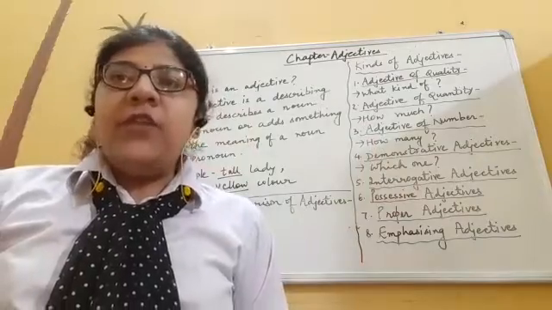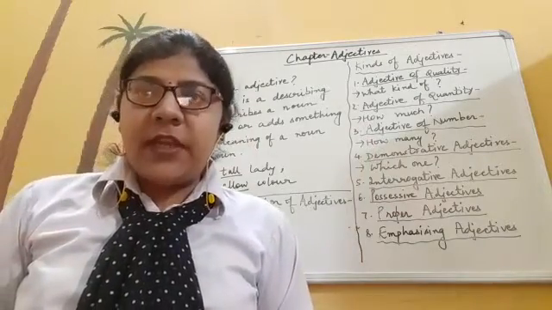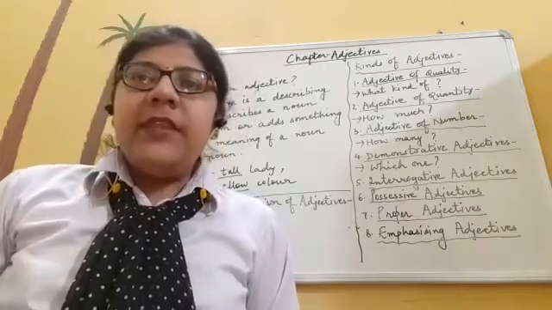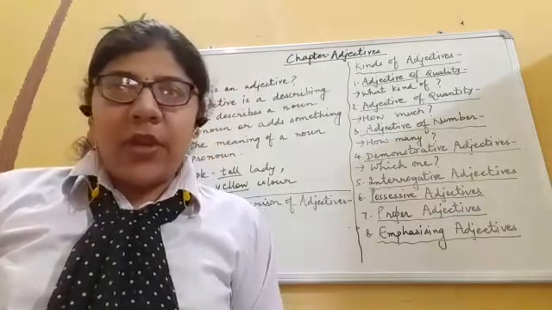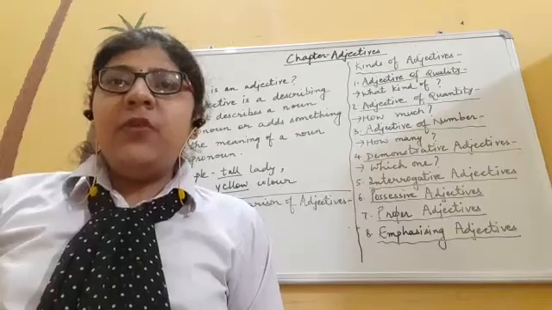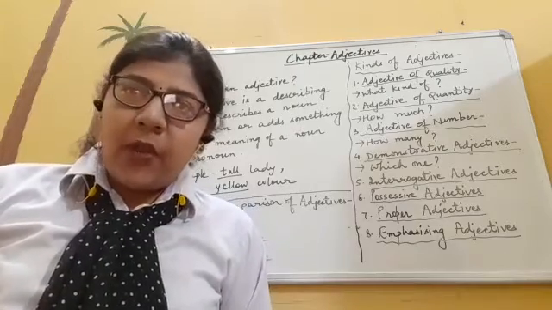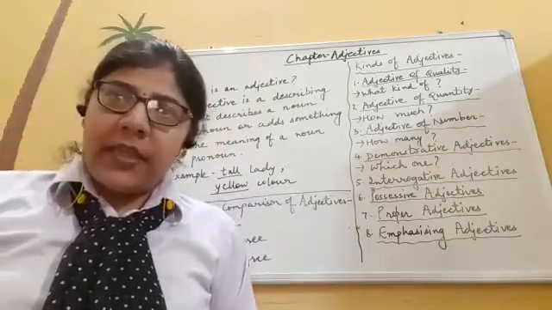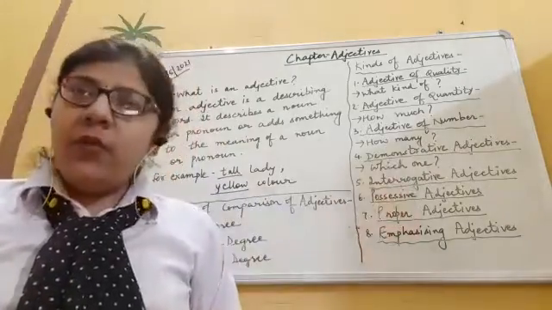Which one? So 4 demonstrative adjectives are there: this, that, these and those. This and that are used with singular nouns and pronouns, and these and those are used with plural nouns and pronouns. And they basically point out a person or a thing. And we need to ask the question, which one?